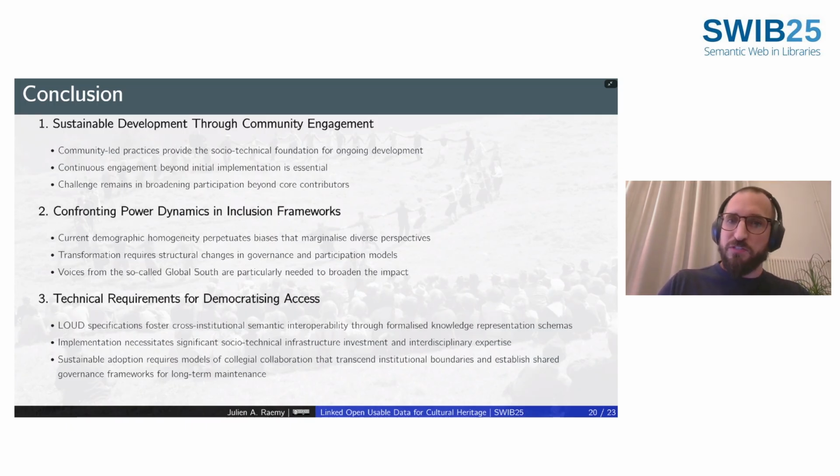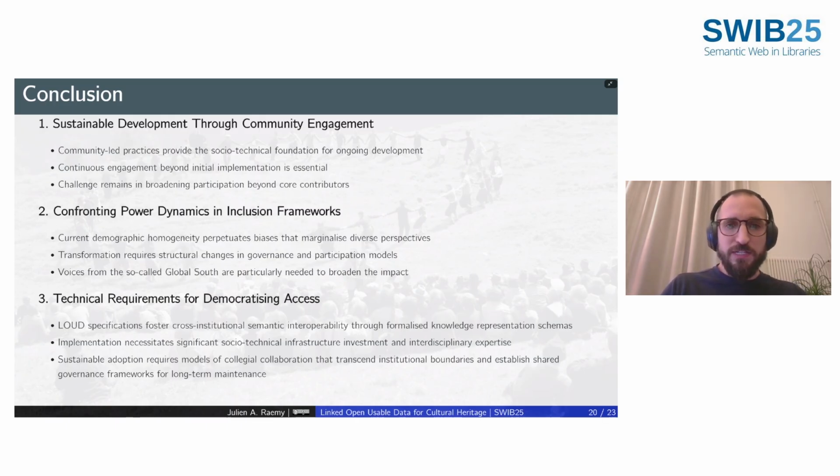And second, confronting power dynamics in inclusion frameworks is also very important, as the current demographic homogeneity in these communities perpetuates biases and limits some perspectives. So meaningful transformation requires changes to governance and participation models, particularly to incorporate voices from beyond Western academic and cultural institutions.